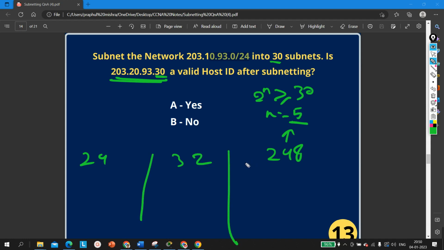32 plus 8 is 40. So this network will end over here at 39, and this network will end on 31. So do you think that this one is a valid IP address? Where does this IP address exist? Yeah, the first one, 24, right? So yes, this one is the last valid IP address. So the answer is yes.